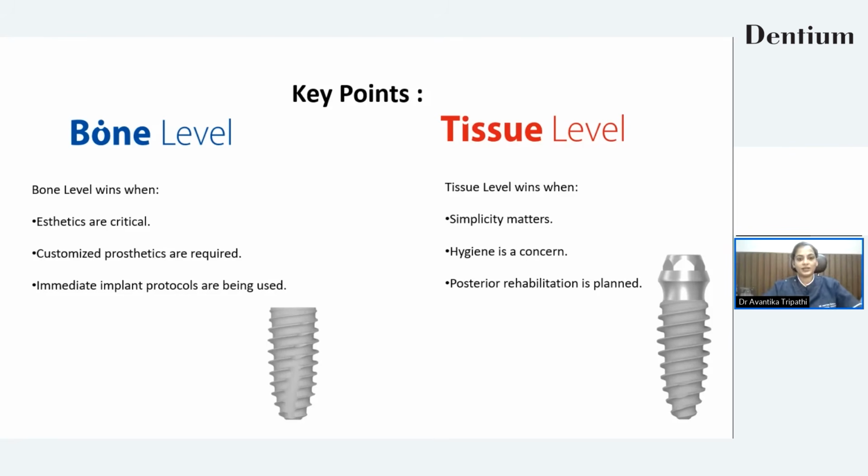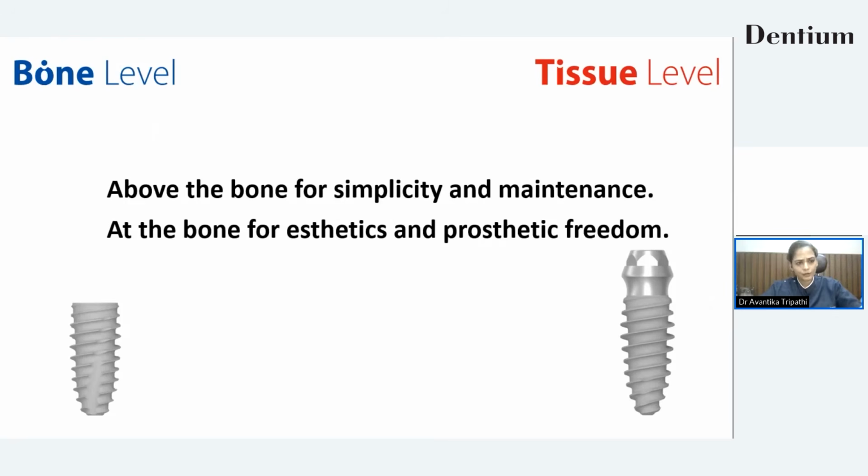At last, I would like to conclude that you should place your implant above the bone for simplicity and maintenance, and you should place it at the bone or below the bone for aesthetics and prosthetic freedom. The debate is not about determining a winner, whether bone level will win or tissue level will win. The debate is about choosing the right implant for your clinical condition. If you are able to choose wisely, then you will be able to get good results with both.